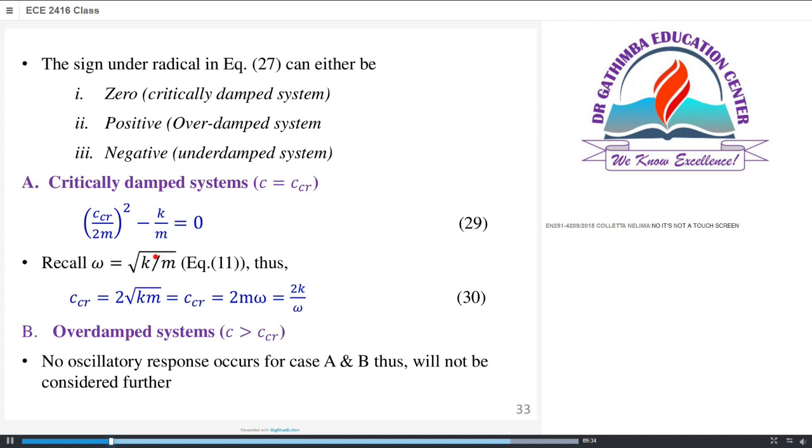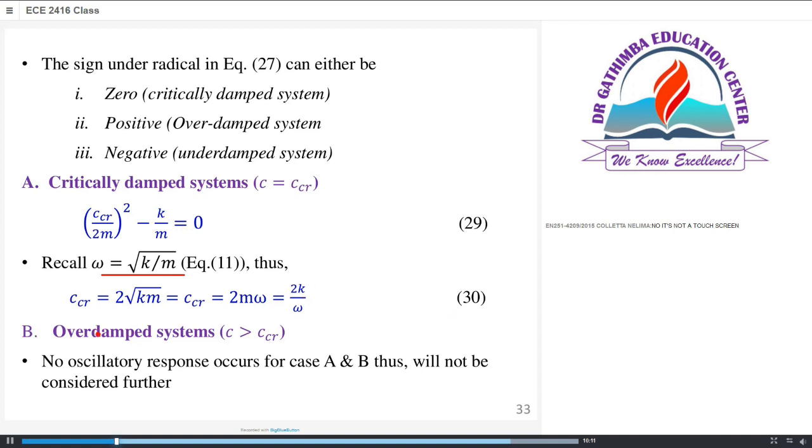Such that you can be able to get the expression. Recall what I was giving you previously. This is equation 11 from the previous slide. So the critical damping coefficient, if you make C critical the subject of the formula here, you're going to get this expression. Again, you can use this expression here to simplify further. So C critical is equal to twice M times omega, which is the same as 2K over omega.